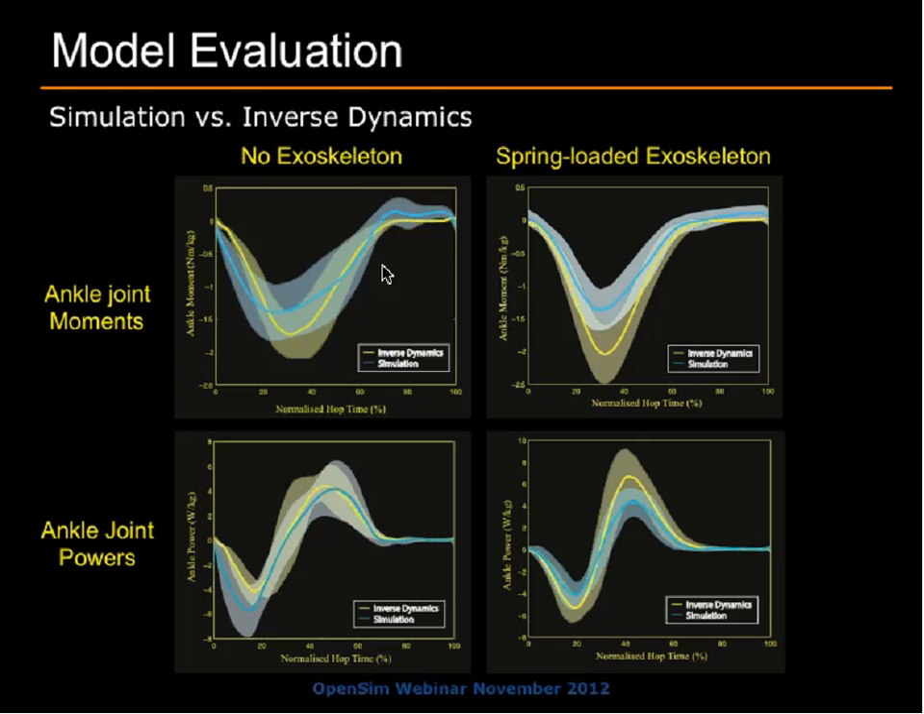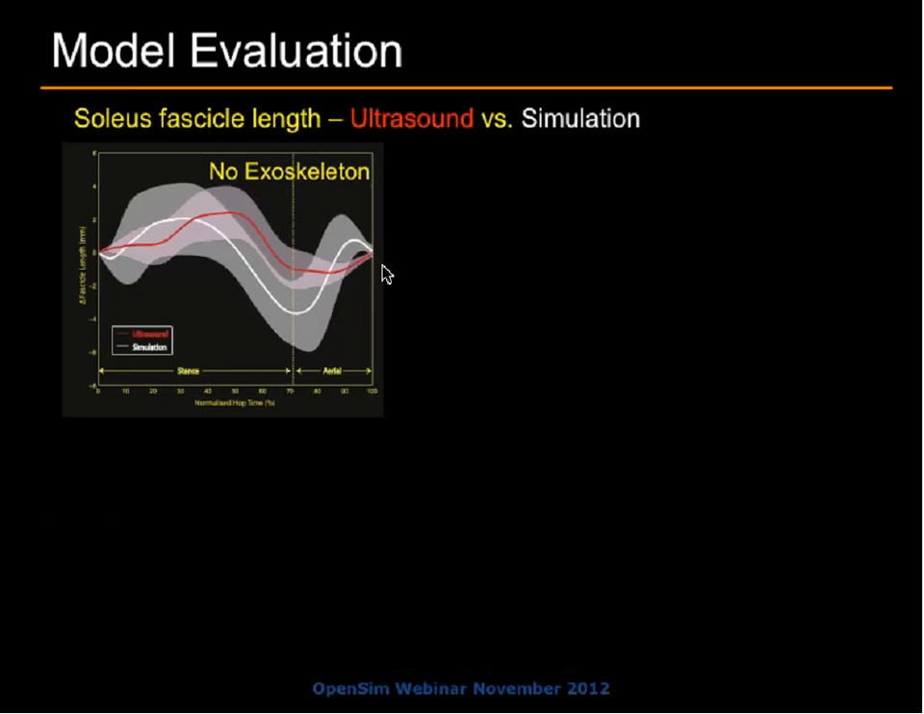We can see that typically the moments are within one standard deviation of one another, as are the powers. So this gave us good confidence that our model was doing what we hoped it would and representing the experimental data. One of the unique things about our study was that we had another source of model evaluation, which was the experimental fascicle length data from ultrasound imaging.